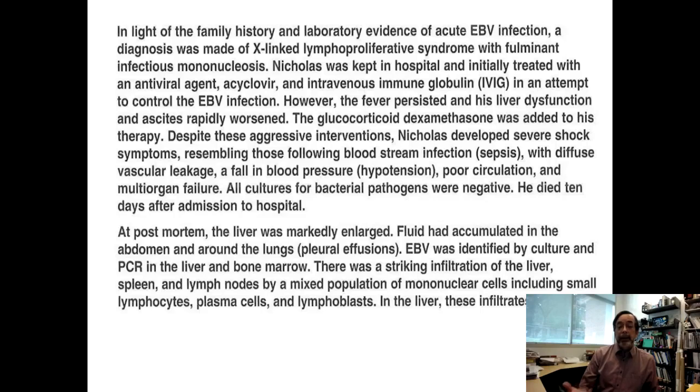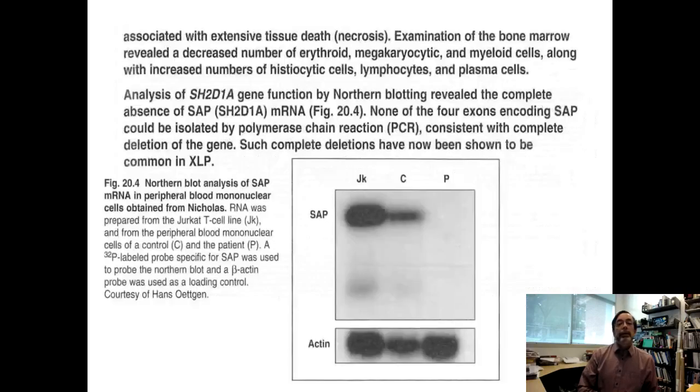EBV was identified by culture and PCR in the liver and bone marrow. And there was a lot of it in the liver, basically. The spleen and lymph nodes had a lot of it. This means that the immune system should have been able to do something about it, but it wasn't. In the liver, they saw extensive necrosis.